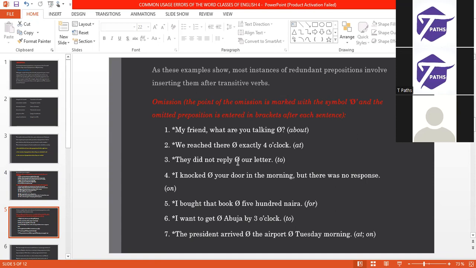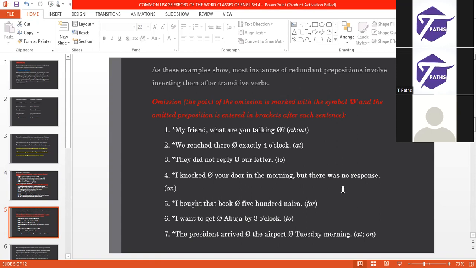"They did not reply our letter." Should be, "they did not reply to our letter." "I knocked your door in the morning. There was no response." This sounds like what you've been saying all your life. It should be, "I knocked on your door in the morning."